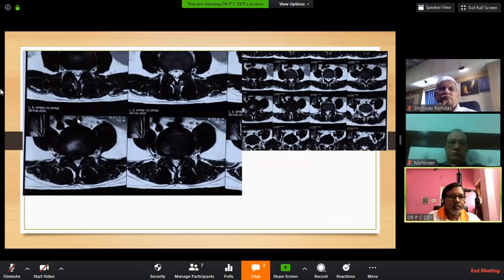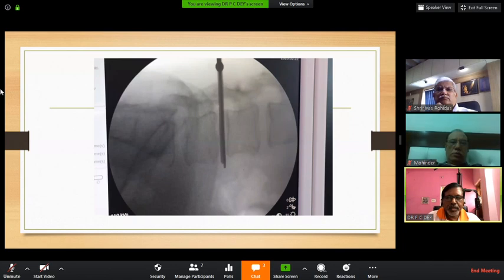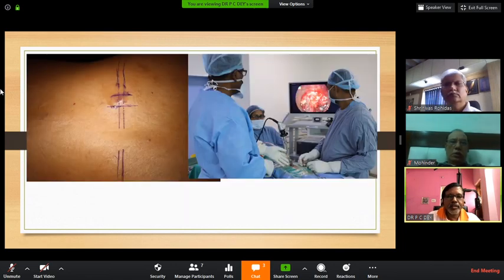So this is the axial view. You can see this is a disc of L4, L5 right side. And then this is the marking with the localizing device. Now here I just want to ask Dr. Rohidas, is there any type of problem, because you are not doing any invasive technique? Have you ever faced the problem of the wrong level or wrong side like this?